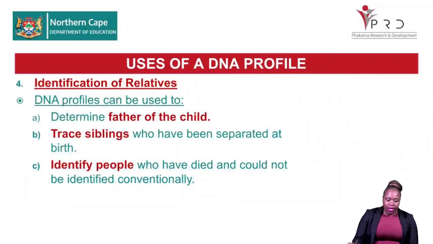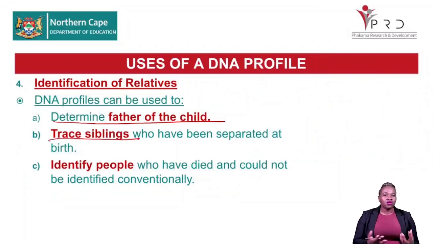Like I said here, it can be used to determine the father of the child. It means that it can be used for paternity testing. It can be used to trace siblings. So if two people suspect that they are siblings, their DNA profiles can be created and compared. Obviously, when we compare the DNA profile of siblings and we compare the DNA profile of parents and child, it will not be the same.